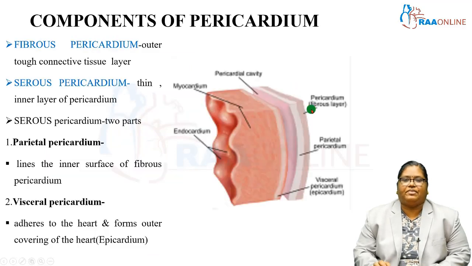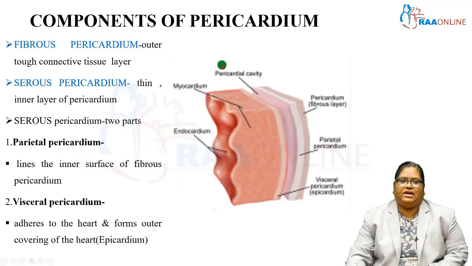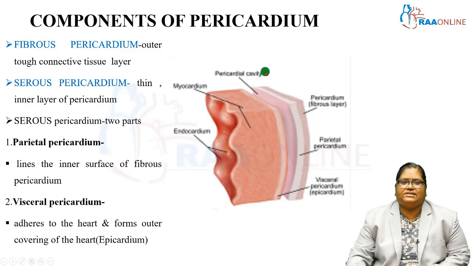Okay. Now we will see the components of the pericardium. The fibrous pericardium is an outer tough connective tissue layer, whereas the serous pericardium is a thin inner layer of the pericardium. This serous pericardium again consists of two parts: the parietal pericardium and the visceral pericardium. The parietal pericardium lines the inner surface of the fibrous pericardium, whereas the visceral pericardium is adherent to the heart and forms the outer covering of the heart. So the visceral pericardium is otherwise known as the epicardium.